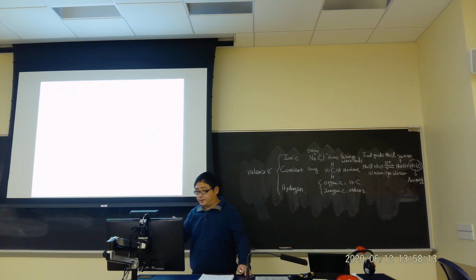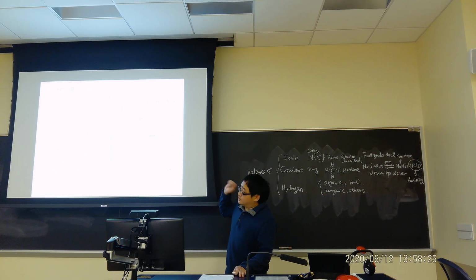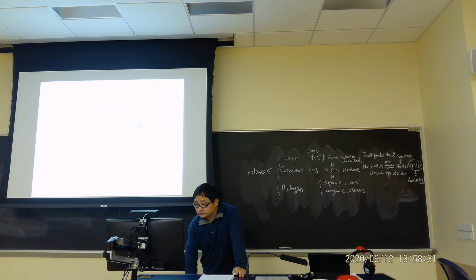So you can see that when a pair of shared electrons forms a covalent bond, carbon bonds with hydrogen to form organic molecules, and the others we call inorganic. A good example here is methane. It's difficult to break down because the bonds are relatively strong.